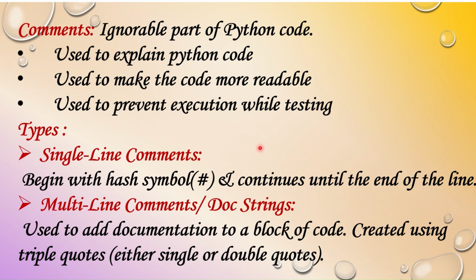Comments. From the name itself, generally we can understand, right? Comments are kind of text. But comments in Python are lines of text that can be added to code that help explain what's going on in the code. In other words, comments are an ignorable part of Python code. Whenever you define some comments in your code, the Python compiler will ignore those statements, and that we can call comments. Before we see how to put comments in Python, let's talk about why we need comments in Python.